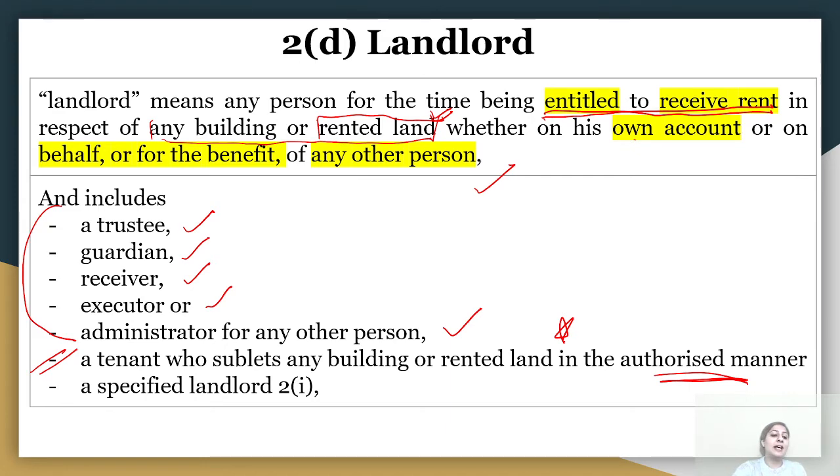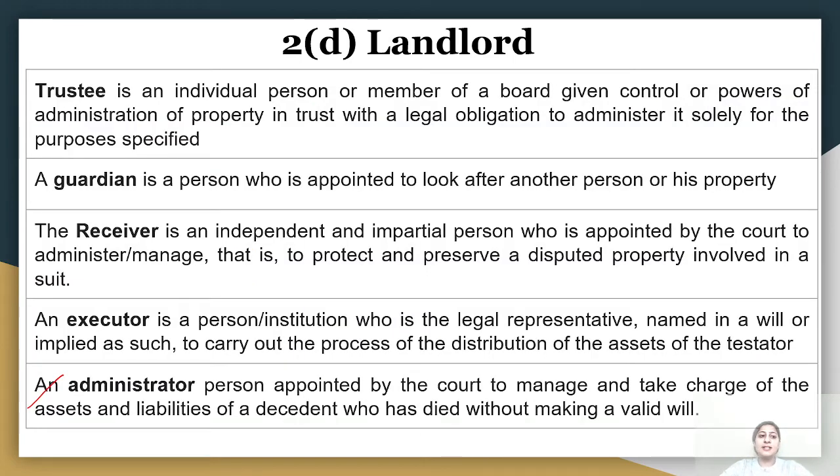Apart from that, we have a specified landlord. So this specified landlord is given to us in section 2I, which we'll be discussing in the later part of the video. But let us first see what is the literal English meaning of all these five. So the first is a trustee.